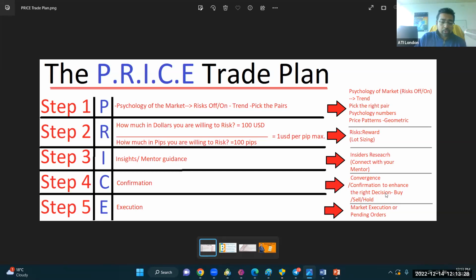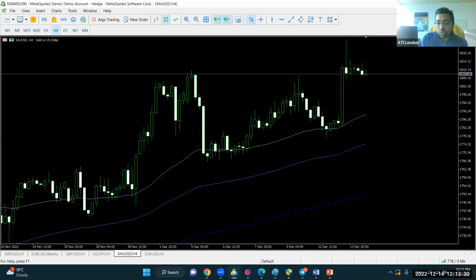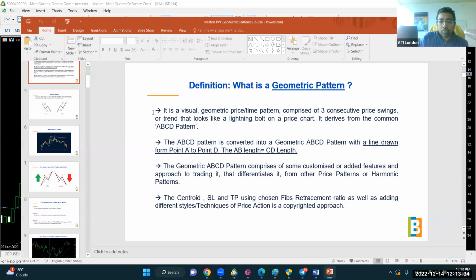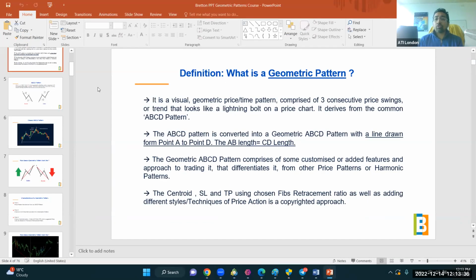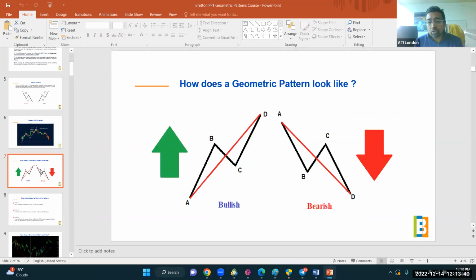Okay, so now I'll share with you certain strategies that I have copyrighted, and one of them is the geometric pattern strategy. The geometric pattern that I came up with the past 7-8 years ago looks like this. It's like a lightning bolt.